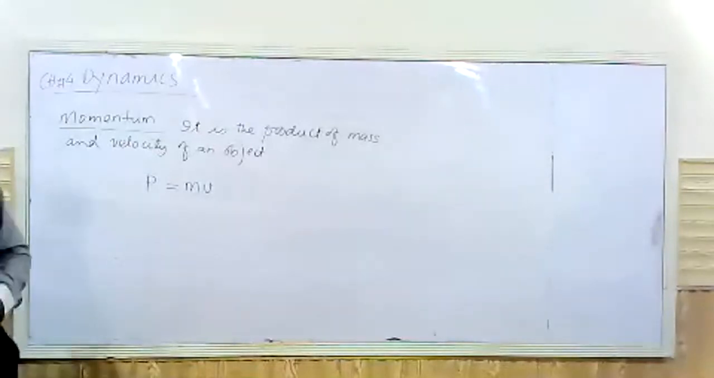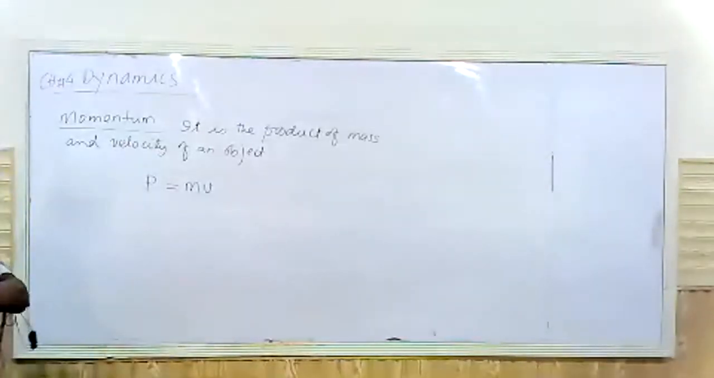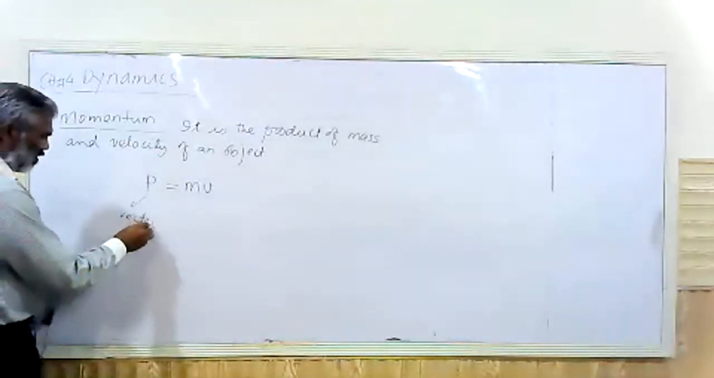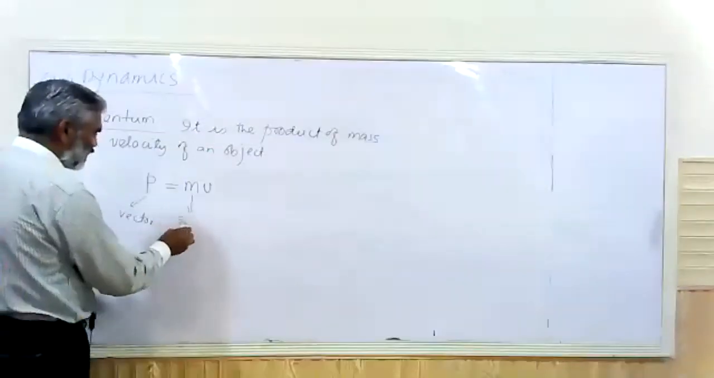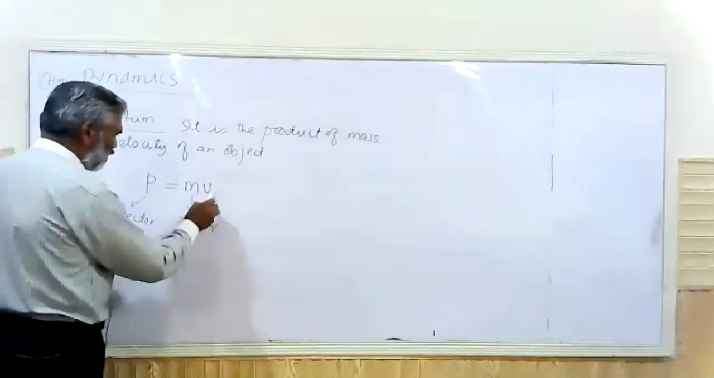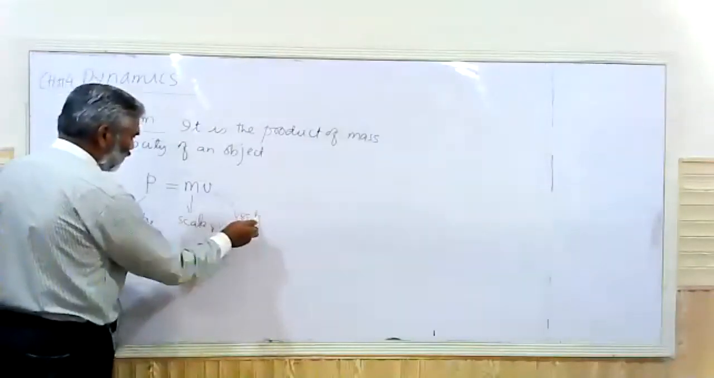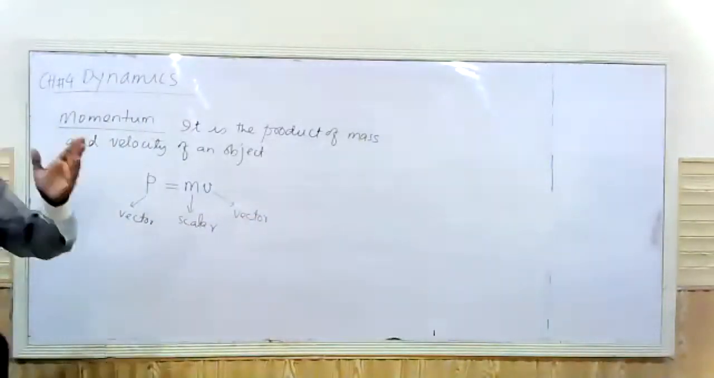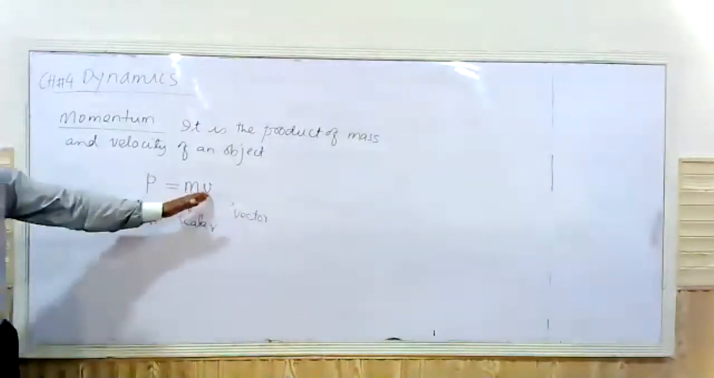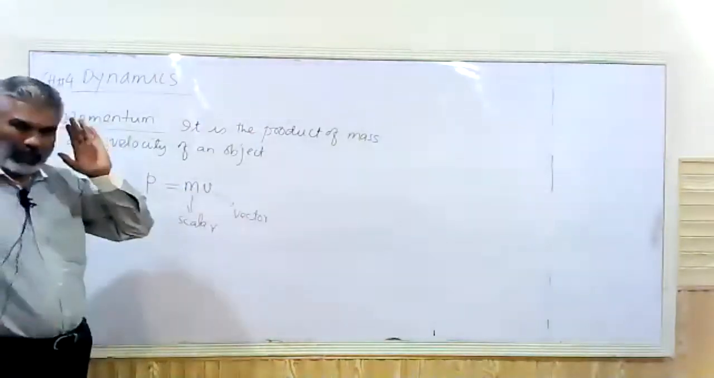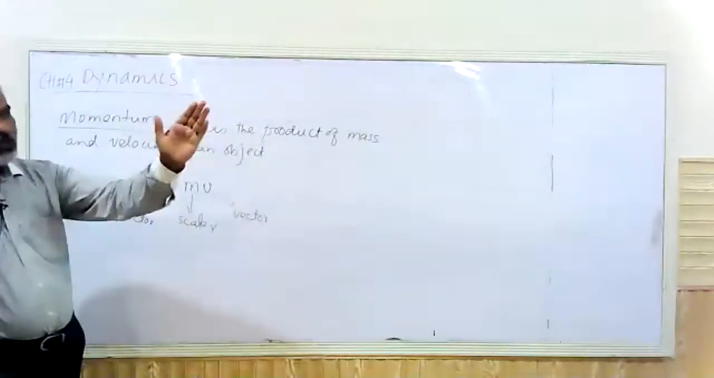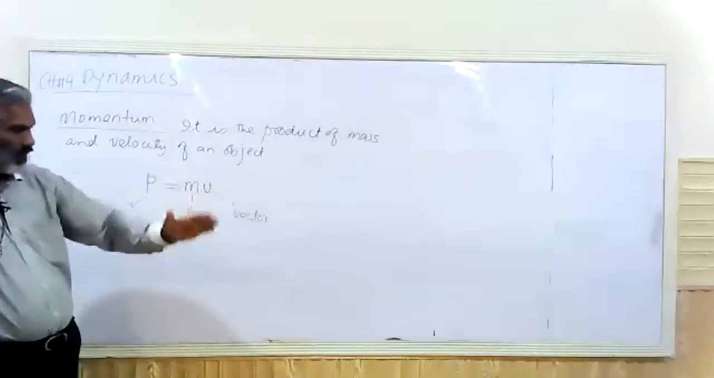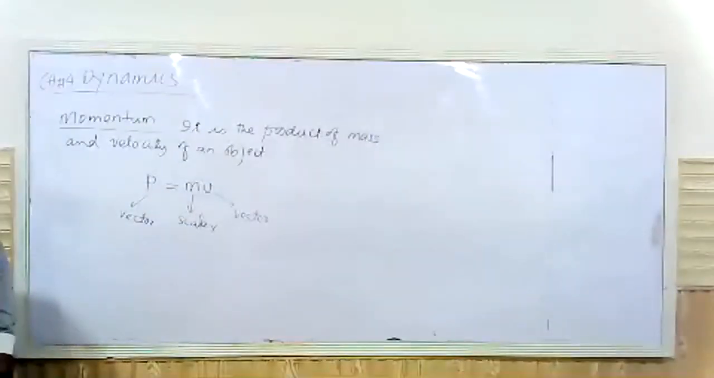This will always be used to denote momentum. So momentum is a vector. This mass, of course, is a scalar quantity, and this velocity is a vector quantity. So momentum will have a direction, and of course it will have the same direction in which the object is moving. So the direction of the velocity will be the same as that of the momentum.